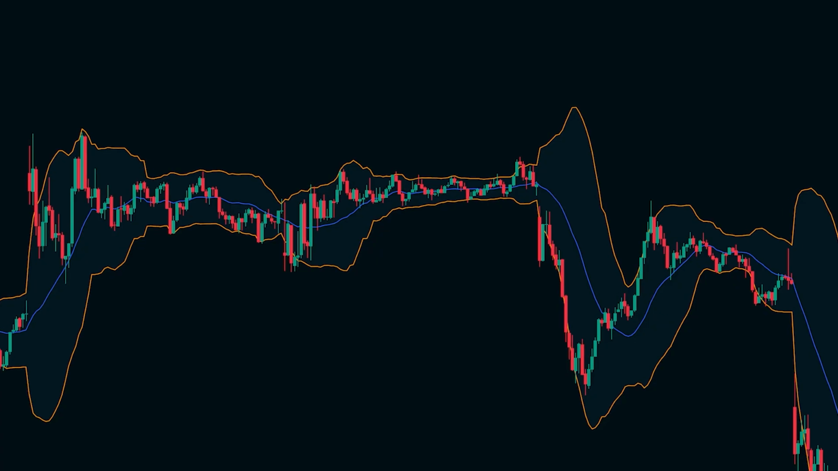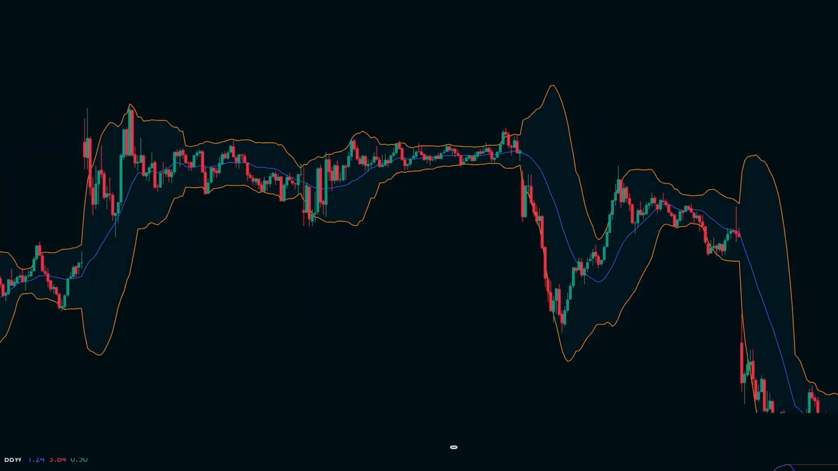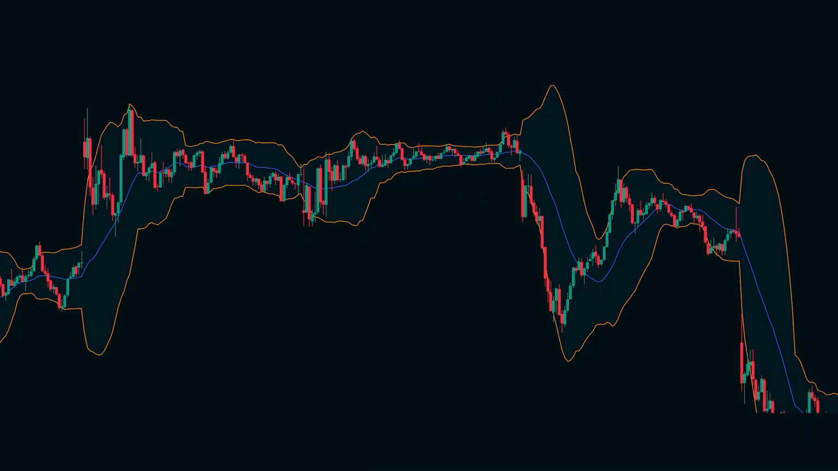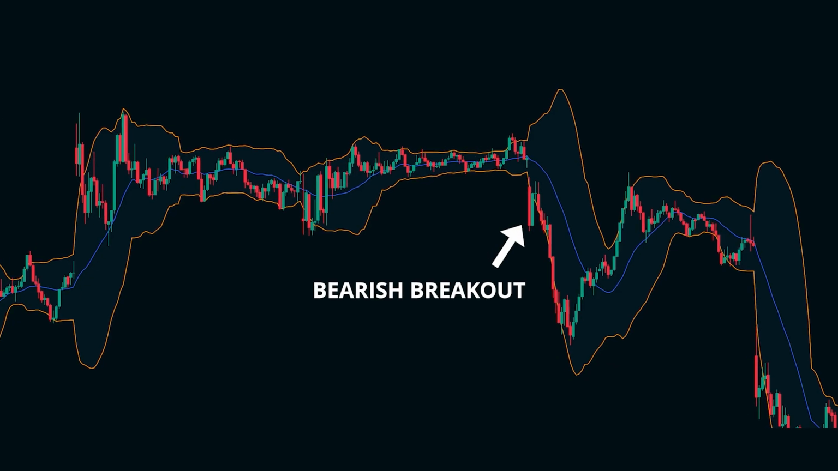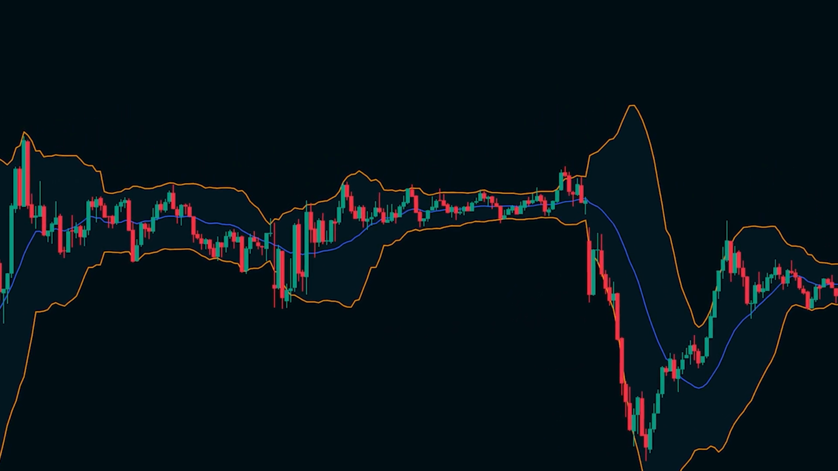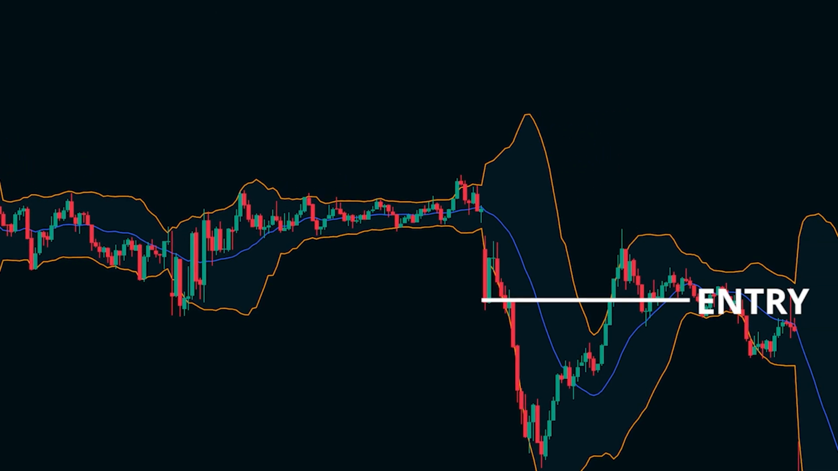The short setup mirrors this exactly. Sideways market, flat middle band, contracted bands, low BBW reading. BBW begins to rise as expansion starts. Multiple red candles form, with one closing below the lower band, confirming bearish price action. MFI crosses below the 50 midline for bearish confirmation. You enter your sell at the close of that MFI confirmation candle.